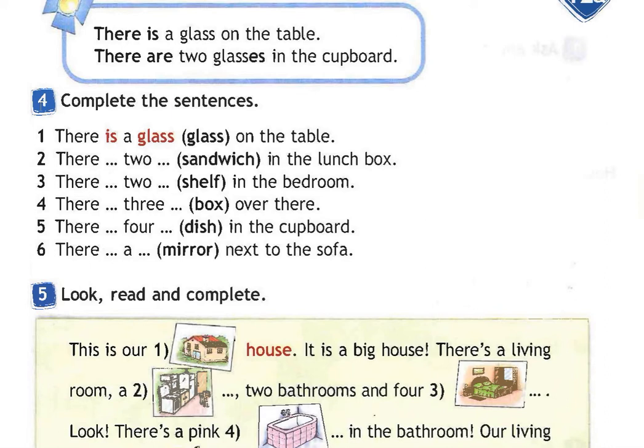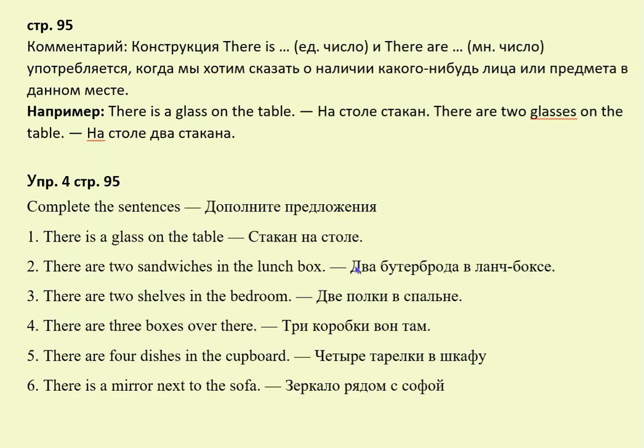My dear friends, we must do exercise number 4. Complete the sentences. There is a glass on the table. There are 2 sandwiches in the lunchbox. There are 2 shelves in the bedroom. There are 3 boxes over there. There are 4 dishes in the cupboard. There is a mirror next to the sofa.